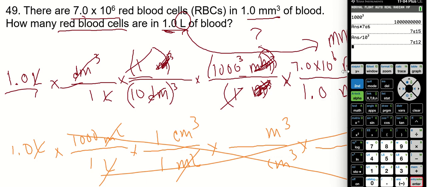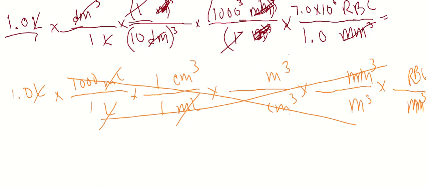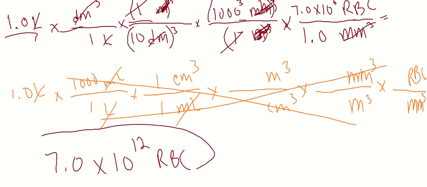So there's our answer. Our answer is 7 times 10 to the 12. That wasn't too bad. Now we need 2 sig figs, so 7.0 times 10 to the 12. Red blood cells is the unit. Now that makes sense. There's going to be a lot of cells in even the smallest amount of human everyday quantity. Whew!